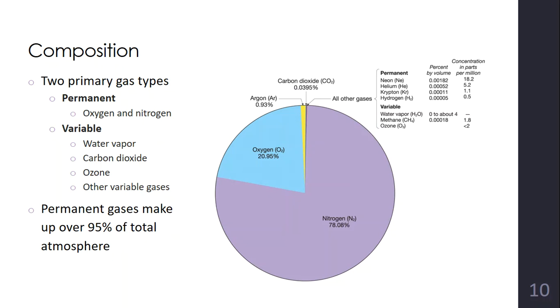But these permanent gases, that oxygen and that nitrogen, and to some extent that carbon dioxide, which is a variable, actually not a permanent, make up over 95% of the total atmosphere. So when we talk about global climate change and us adding more greenhouse gases in, they're actually a very small percentage of our atmosphere, but they can have a really, really large effect.